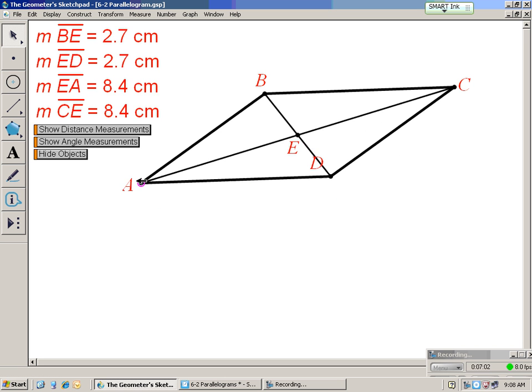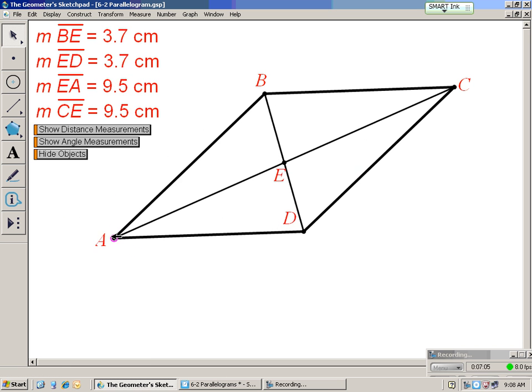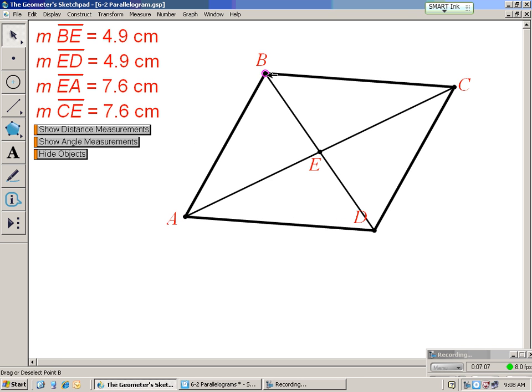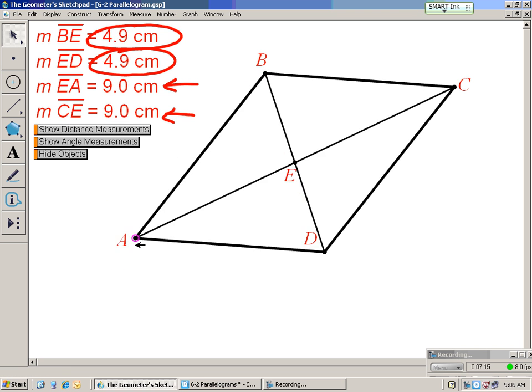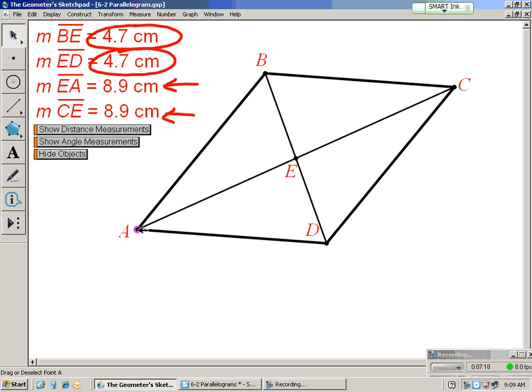Okay, so I've drawn in the diagonals and where they intersect at point E. And the thing you'll probably notice is that these two are congruent, and so are these two. So BE is right here, and ED is here, and EA is here, and CE is here. You'll notice that the diagonals cut each other in half, or they bisect each other, and that's the thing you need to know about parallelograms.